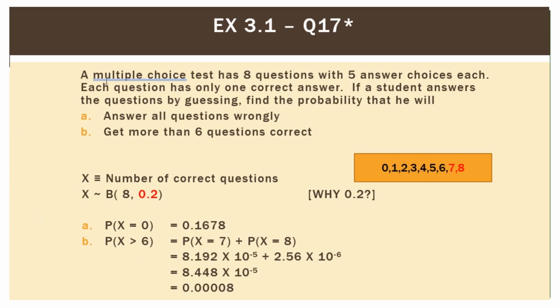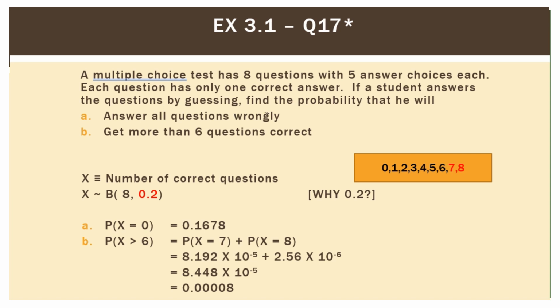Alright, a multiple choice test has 8 questions with 5 answer choices. Each question has only 1 correct answer. So it has 8 questions, your n will be equal to 8. So that's not a problem. Then you have 5 answer choices, only 1 correct. That means 1 out of 5. Do you understand? It is 1 out of 5 that you get correct. That's how the 0.2 is coming along, because only 1 answer out of 5 is correct. So now you know why it's 0.2, right?